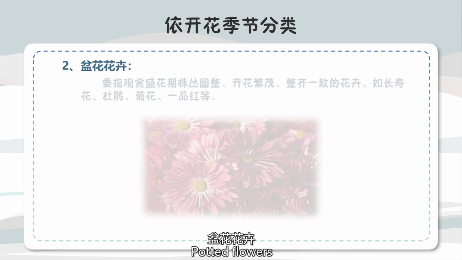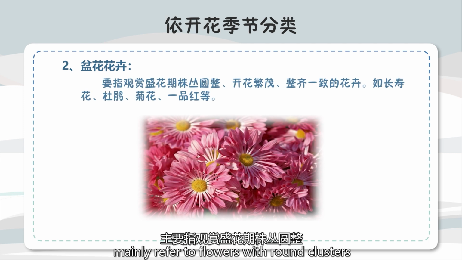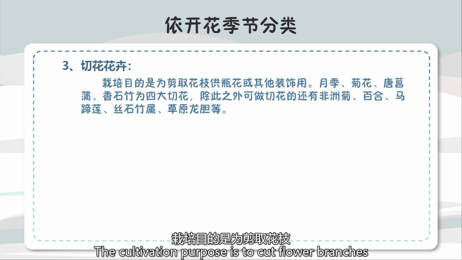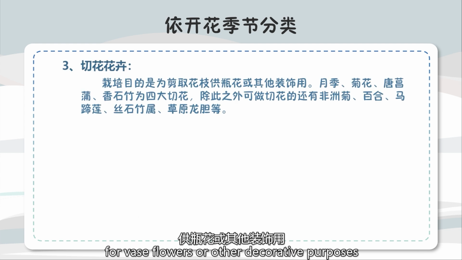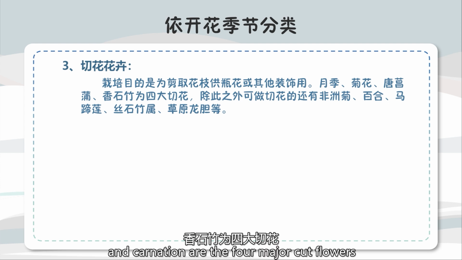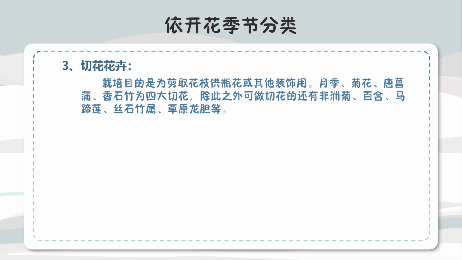Second, potted flowers mainly refer to flowers with round clusters, lush and uniform flowering during the peak flowering period, such as longevity flowers, azaleas, chrysanthemums, poinsettia, etc. Third, cut flowers. The cultivation purpose is to cut flower branches for floral arrangements or other decorative purposes. Rose, chrysanthemum, gladiolus, and carnation are the four major cut flowers. In addition, other cut flowers that can be used include African chrysanthemum, lily, water chestnut, carnation, and grassland gentian.